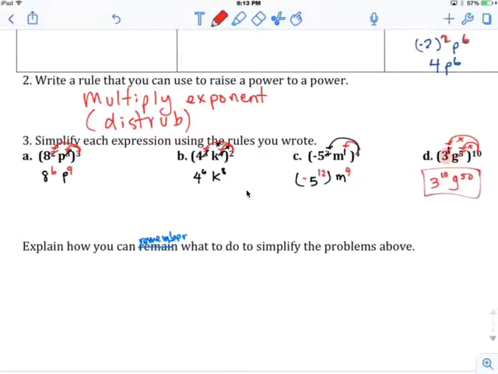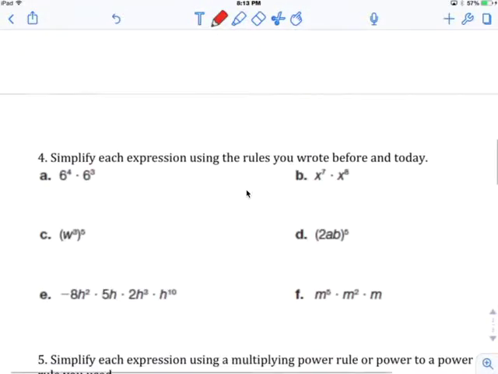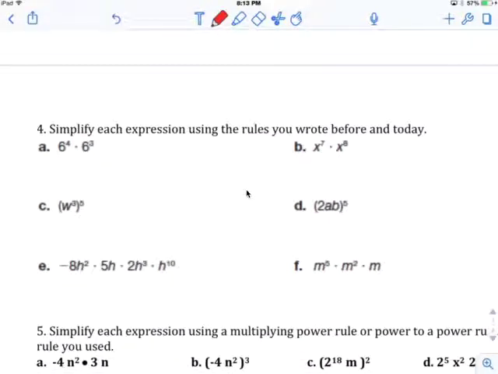Explain how you can remember what to do to simplify the problems above. You give me a sentence. Whatever way, simplify the expression using the rule you wrote before and today.